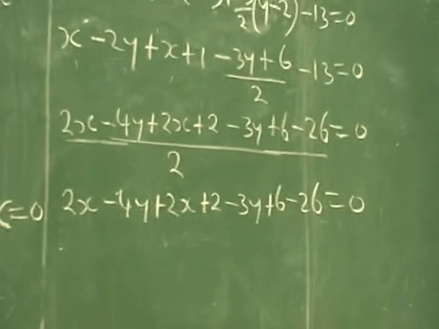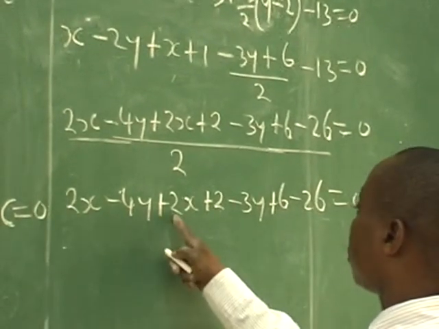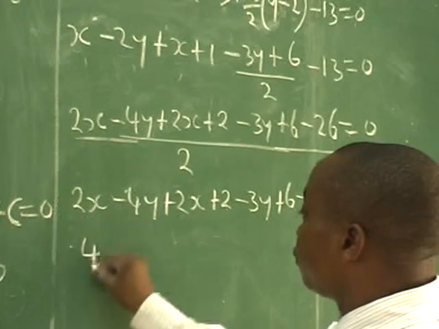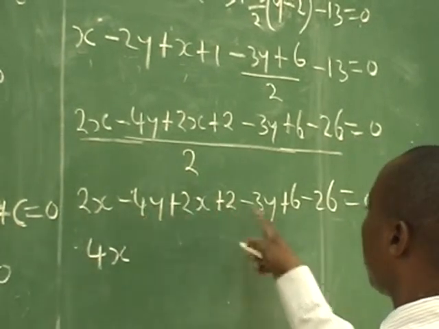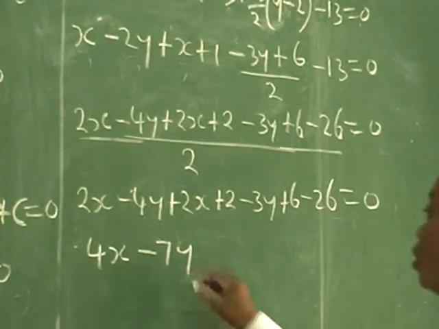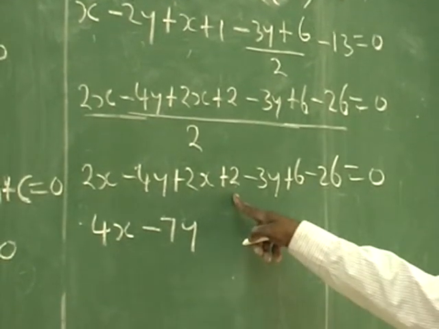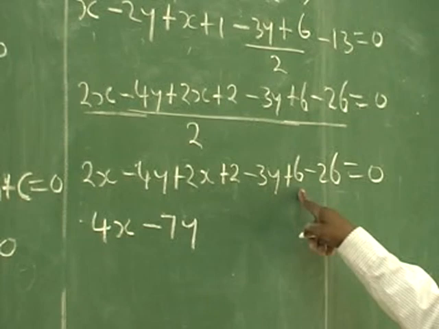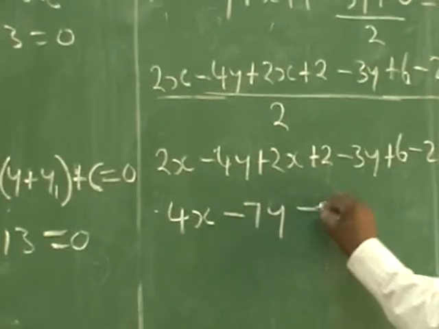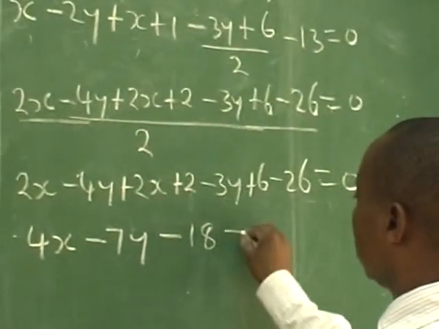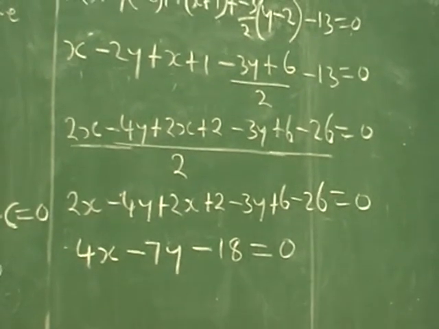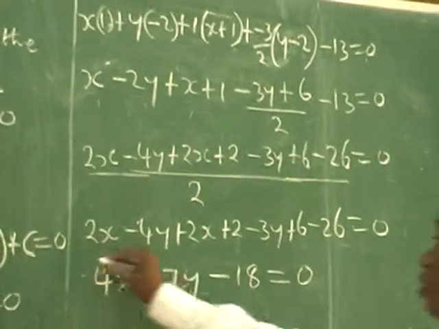Now, the next thing I will do is to collect like terms, because this and this, they are the same. So I write 4x, then minus 4y minus 3y, they are the same, so I have minus 7y. I have constants here. So 2 plus 6 is 8. Now 8 minus 26 will give me minus 18. It is equal to 0. So this is the equation of the tangent: 4x minus 7y minus 18 is equal to 0. This becomes the equation of the tangent.